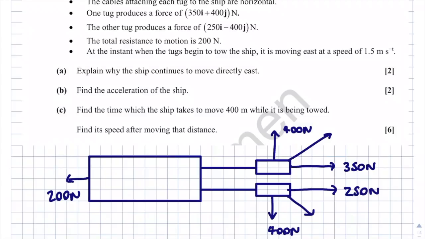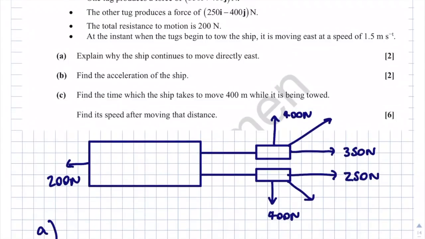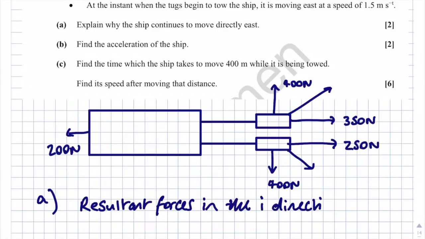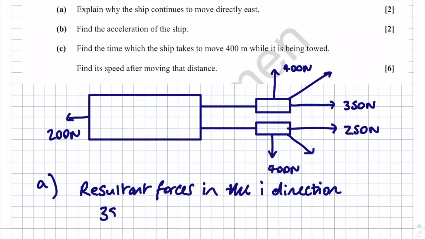So the first part says we need to explain why the ship continues to move directly east. This is all to do with resultant forces. If we have a look at resultant forces in the i direction, then what happens is we've got 350 newtons plus 250 newtons minus 200 newtons.